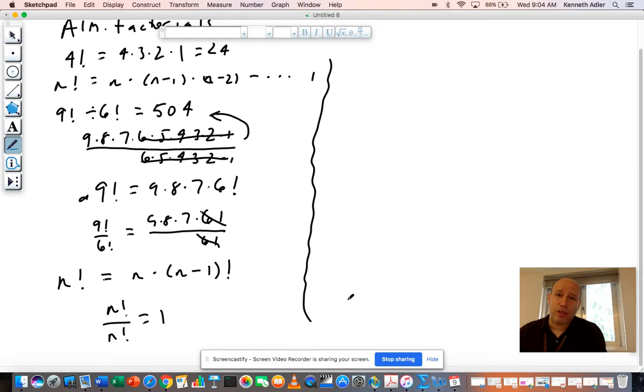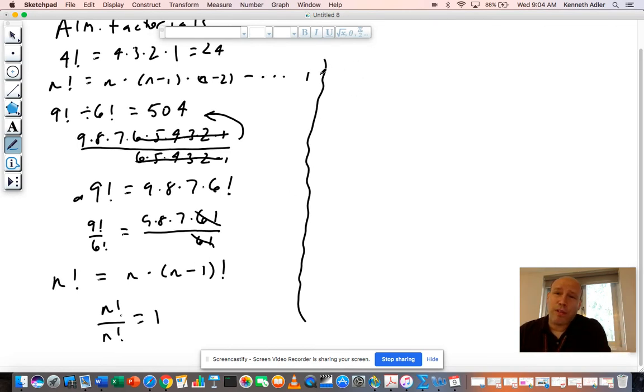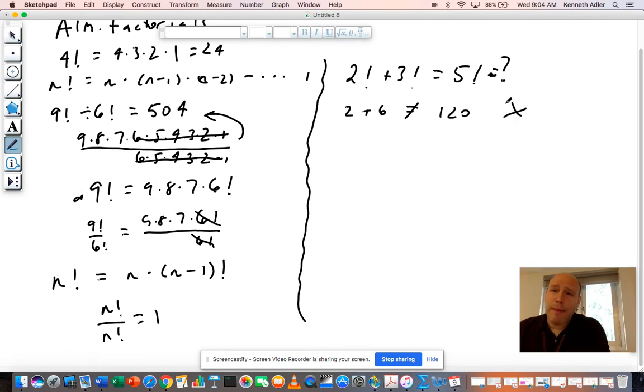So let's just test this out. For example, 2 factorial plus 3 factorial, does it equal 5 factorial? Well, we know it doesn't. 2 plus 6 does not equal 120. So that's out. It might be true for some example somewhere, but in general, if you find one counterexample, the whole thing's out.